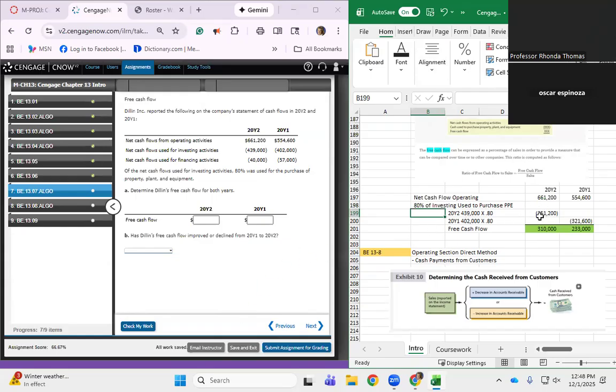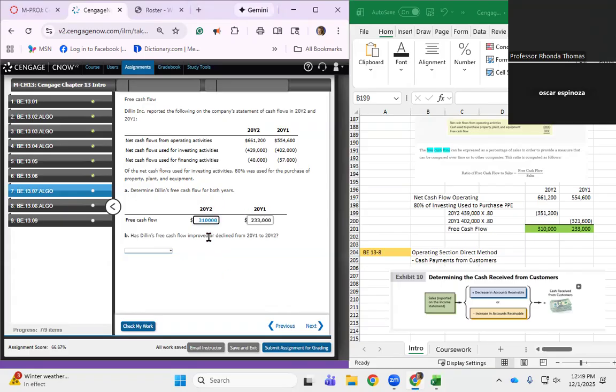So we have to subtract it. So now let's do year one. 554,600 in net cash flows minus 80% of 402,000, which is 321,600, is 233,000 for free cash flow in year one. Year two is the same calculation.